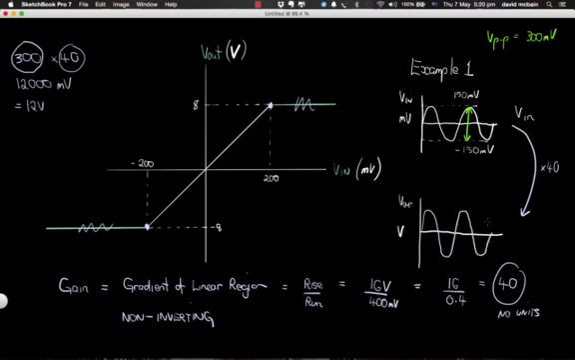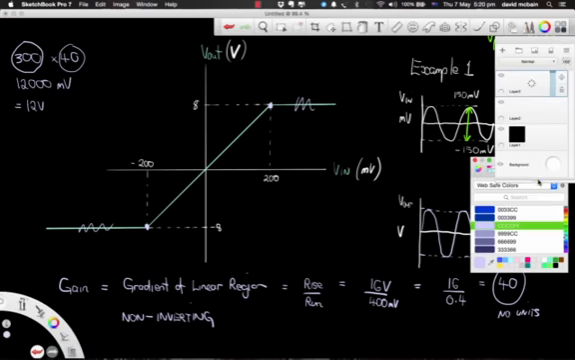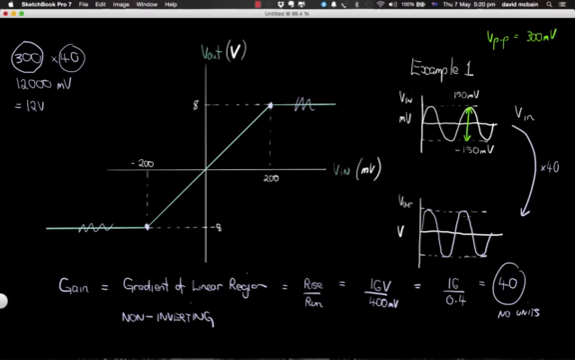Please excuse my terrible drawing. The only difference is now these voltages will be much larger, and because the new peak-to-peak is 12 volts, from there to there is 12, therefore the peak must be 6. So there'll be 6 volts there and negative 6 volts there. And that's pretty much all there is to this particular example.